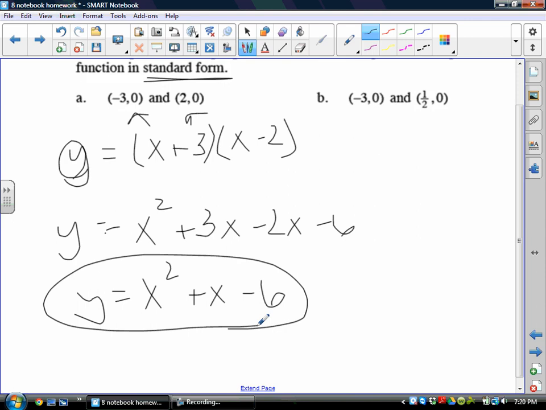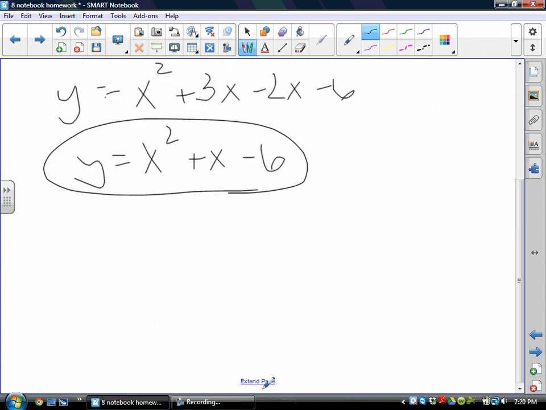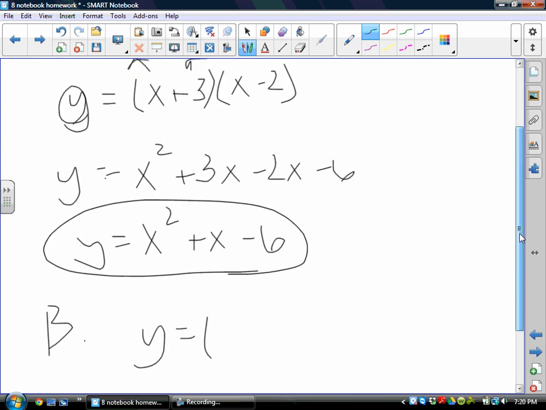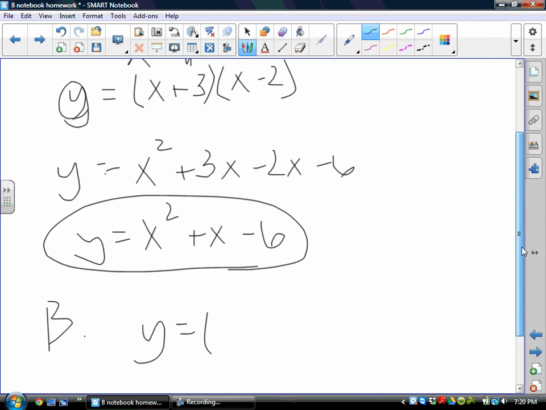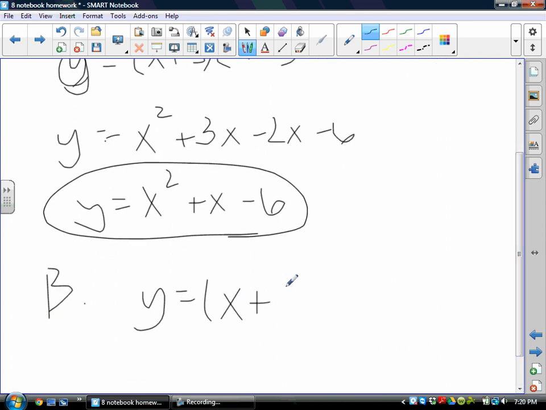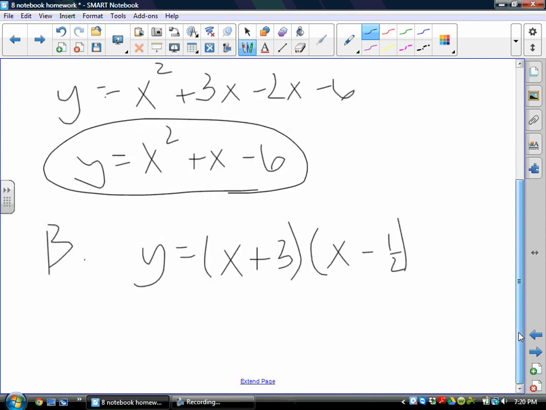Okay, part B. We're going to do a very similar thing. Our x-intercepts are -3 and 1/2. So I'm going to say x plus 3, I do the opposite, and x minus 1/2. Okay? So again, I need to multiply these out. The standard form is ax squared plus bx plus c, not in the factored form. Although this is more helpful for graphing, they want it to be in standard form as your final answer.